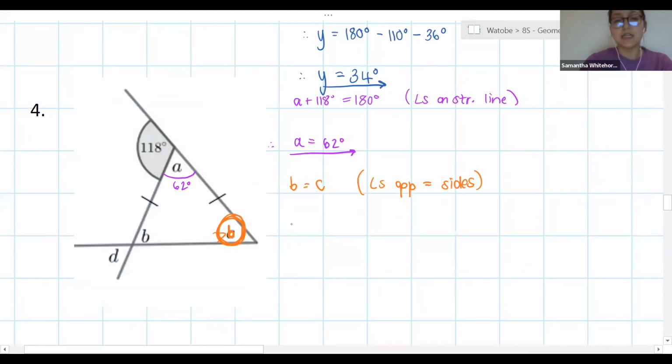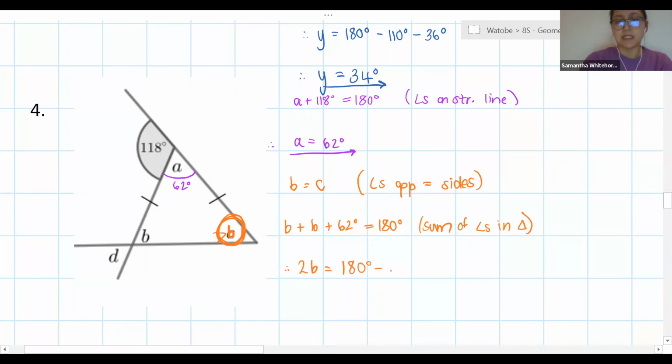The reason I'm saying that is because now we can make the statement that B plus 62 degrees is equal to 180 degrees because of the sum of angles in a triangle. Now, you don't have to do it like that, because you can just subtract your 62 from 180 and then divide by 2, as has been explained to us. That is absolutely fine.